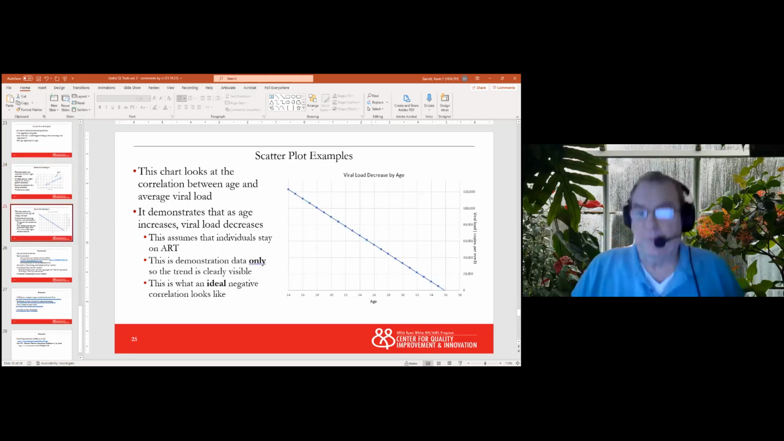This is a negative correlation, right? So this looks at age and average viral load. And this is saying that as age goes up, the viral load goes down. And again, this is data that's used for demonstration only. It's not copied from the real world of anything. But it's what an ideal negative correlation looks like.